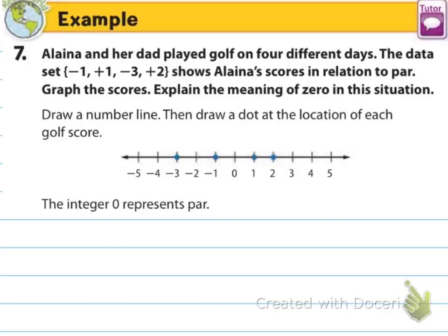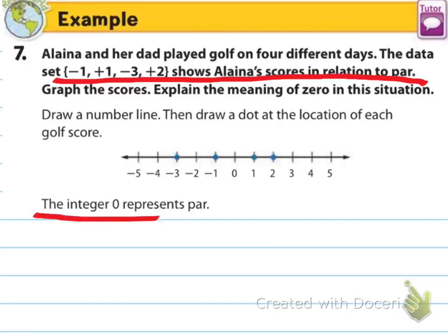So it's saying that this -1, +1, -3, and 2 are in relation to par. I don't know what par is, but if there's -1, +1, -3, and +2, then I'm guessing that par is going to represent 0. And it does, even though that was my guess, and I don't know anything about golf.